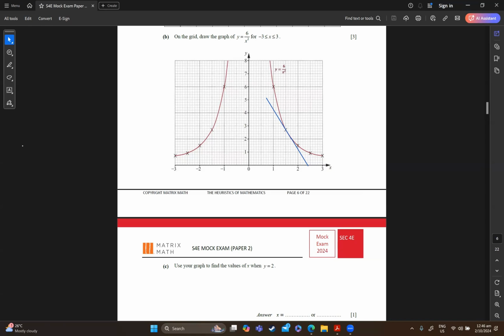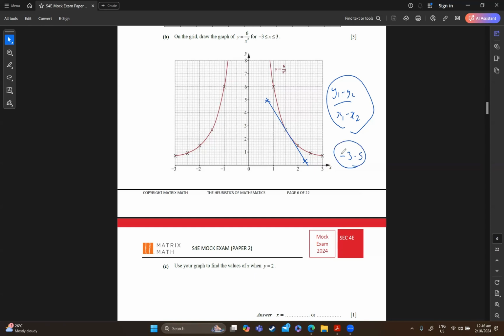So the gradient formula is y1 minus y2 over x1 minus x2. Now, please take note of the rule. When you're selecting your coordinates, do not select a coordinate that's given to you. Do not do that, okay? You must select your own coordinate. So select it sufficiently far apart, then you calculate it, okay? So your gradient should be minus 3.5, okay?